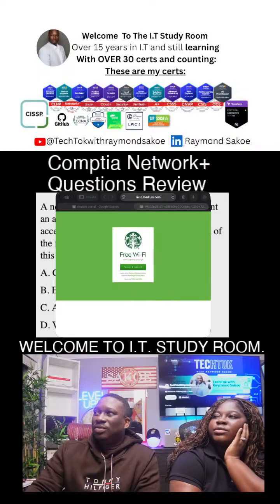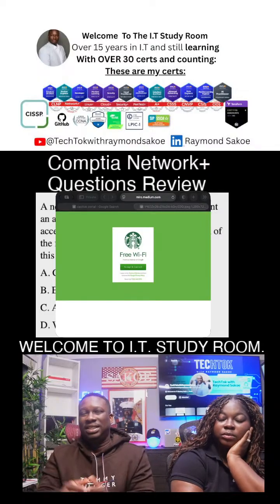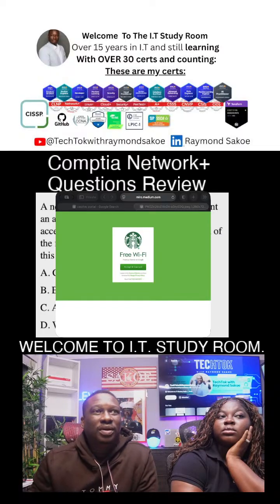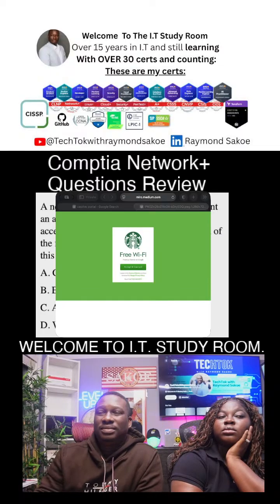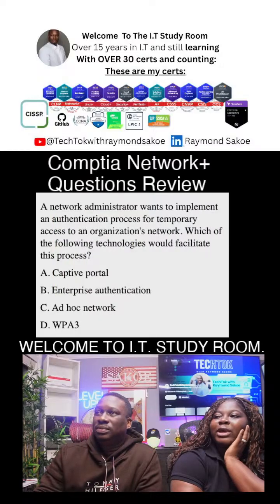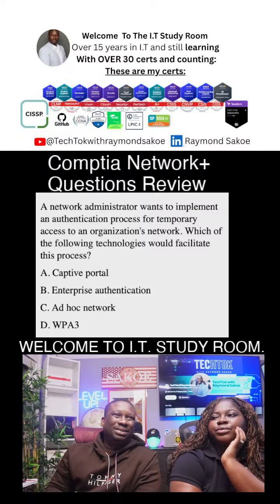So you click on the Wi-Fi, it gives you this little interface. You accept the terms. Sometimes you have to log in with your email and all that, right? So that is captive portal. Now, what do they do with that email? It's up to them, but it depends.